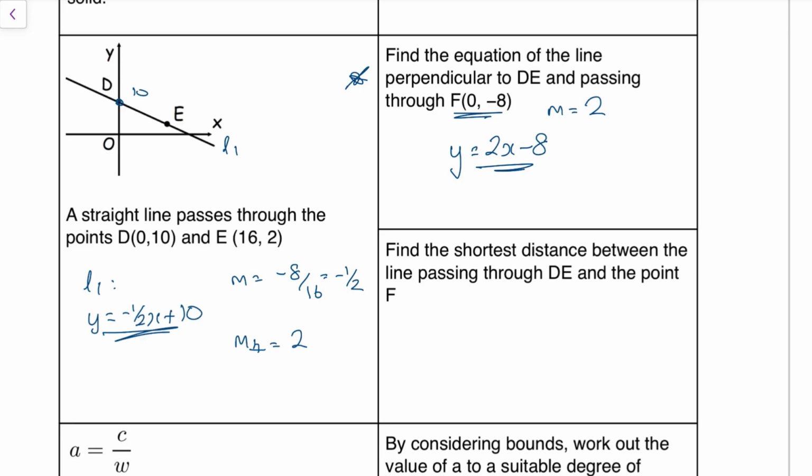Well, I'm actually going to draw a quick sketch of what's going on. So the equation of the line perpendicular to DE passing through F, which is 0, minus 8. Well, if that's 0, 10, 0, 8 here, and perpendicular is sort of like that, right?